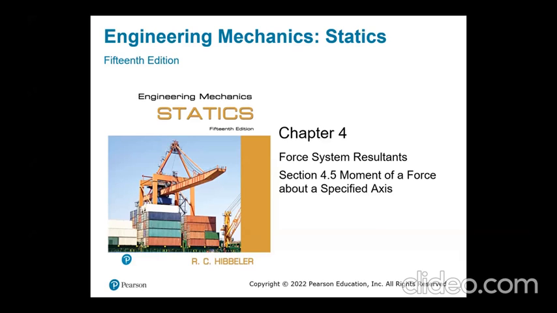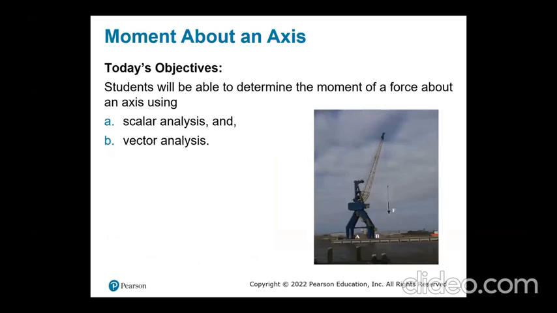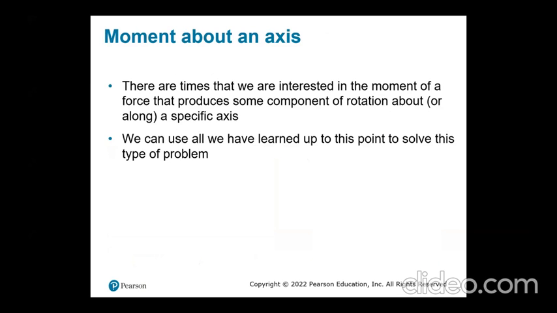So today we'll be looking into lecture 13. That's going to be our chapter 4 section 4.5, which is about the moment of a force about an axis. The objectives of this section are that you'll be able to determine the moment of a force about an axis using scalar and then vector analysis. There are times we are interested in finding the moment of a force that produces some component of rotation about a specified axis. By learning this, we will be able to solve those types of problems.